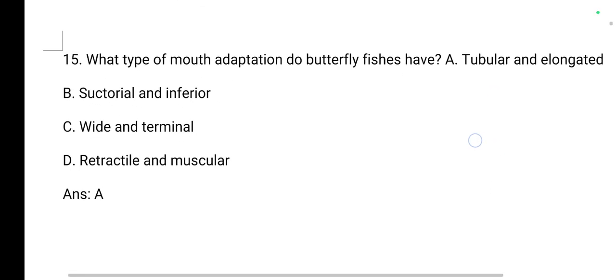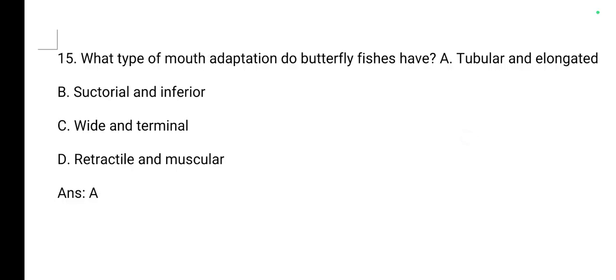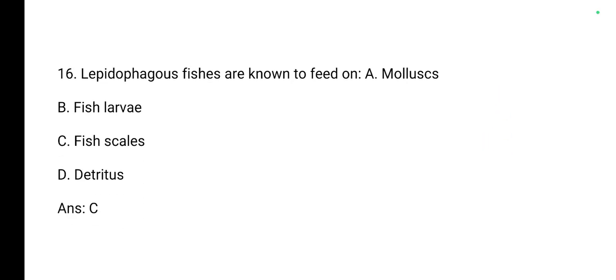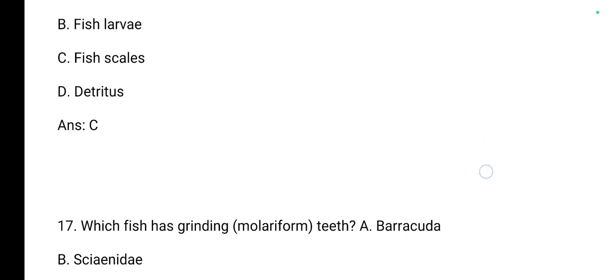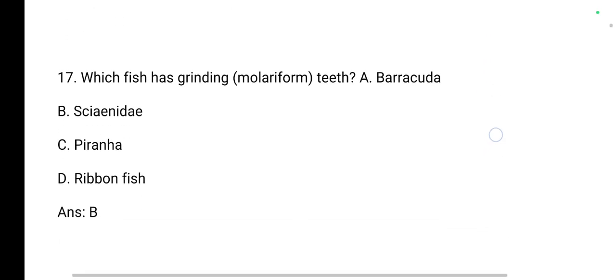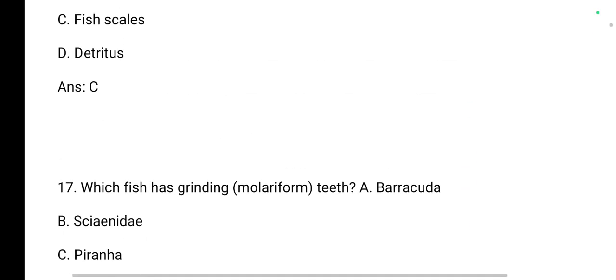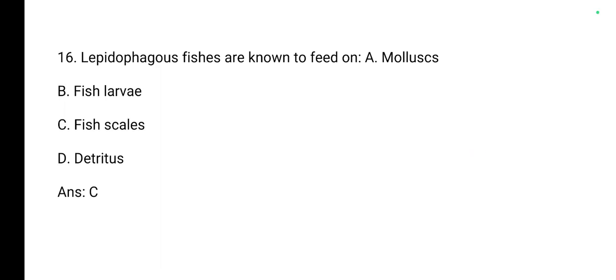What type of mouth adaptation do butterfly fishes have? So the answer will be tubular and elongated. Lepidophagous fishes are known to feed on, so they are known to feed on fish scales. Which fish has grinding molariform teeth? So they are Sciaenidae. They belong to the family Sciaenidae.